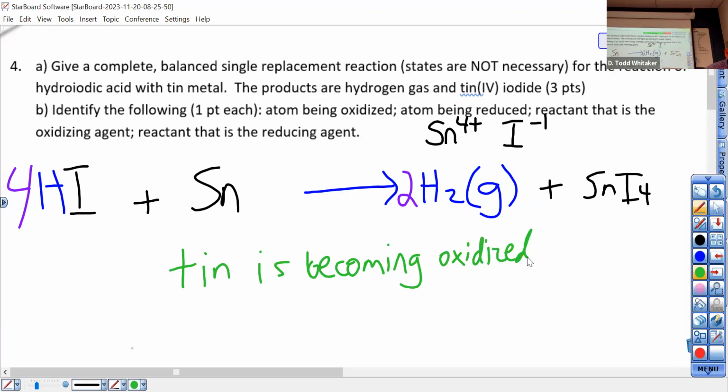And the other story is H that used to be an ion that's plus became H2. Well, it went from +1 to 0. Remember, oxidation state of an element is 0. H2 has an oxidation state of 0. So how do you go from +1 to 0? You got to gain an electron. H is becoming what? Is becoming reduced.